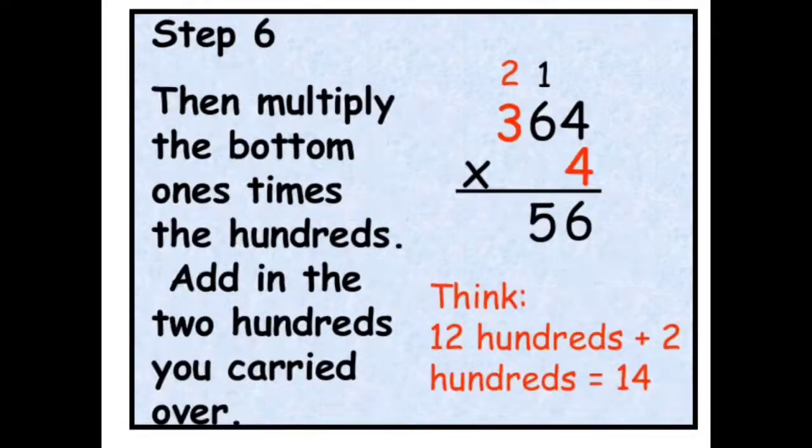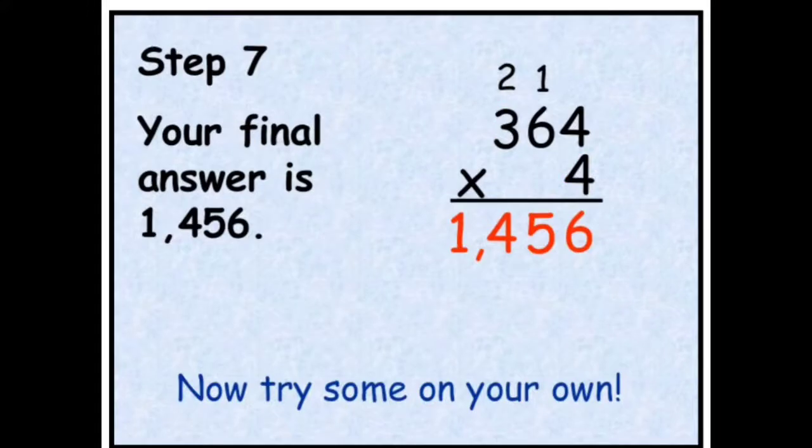So now next step, multiply the bottom one times the hundreds. That bottom one is multiplied by which number? 3. 4 3s are 12. Add in the 2 hundreds you carried over. So 12 plus 2 becomes 14. Okay. So what is our final answer? Our final answer is 1456.